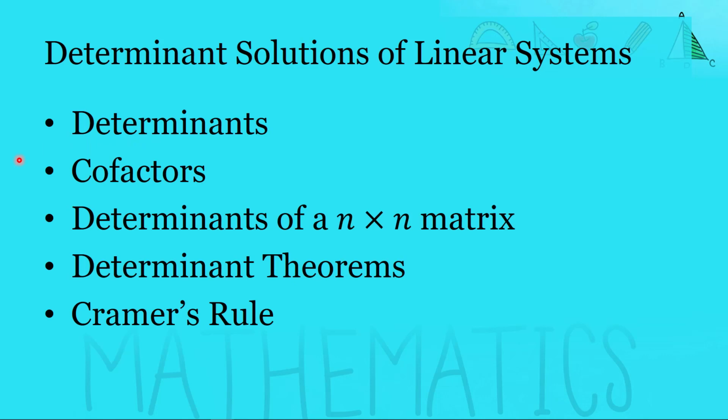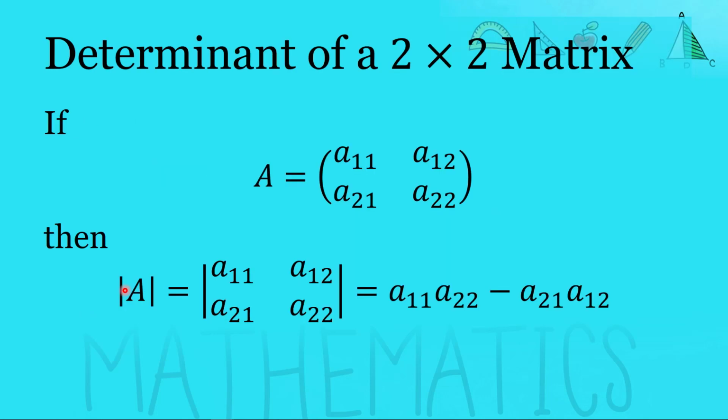We are also going to describe this magical thing called a cofactor, and how a cofactor or the collection of cofactors can be used for determining the determinant of a matrix of arbitrary size. And then we will discuss a few determinant theorems which will hopefully make your life easier. Then we will conclude with Cramer's rule, which is how we can use a determinant or a collection of determinants to solve linear systems.